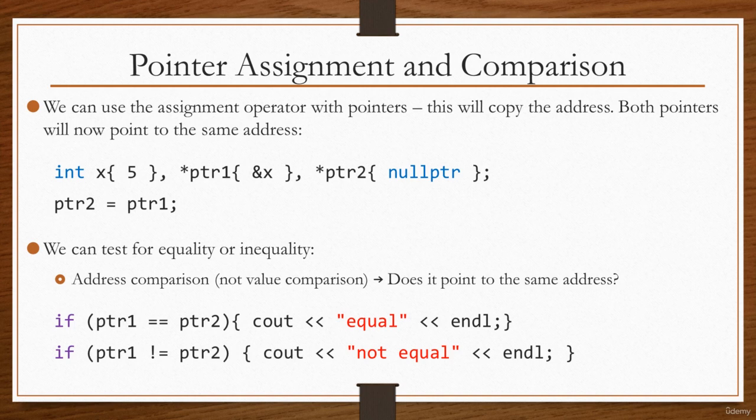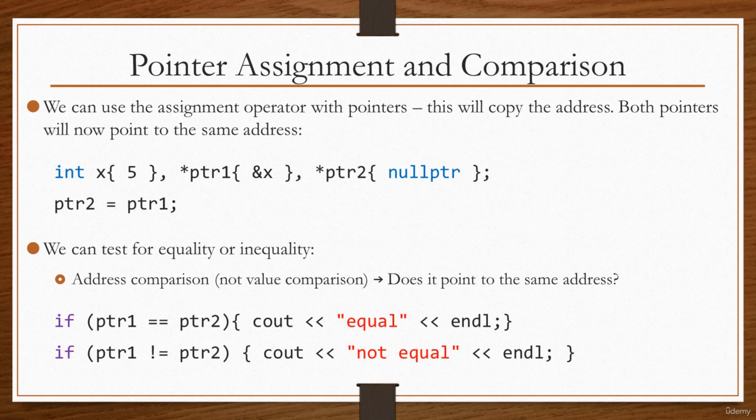Of course we can use the assignment operator with pointers, which will copy the address. We've talked about this before, so just a summary here. You can assign pointer 1 to pointer 2, for example. You don't use the dereferencing and you don't use the address of, because those store addresses, so you just assign it like you would a regular variable.